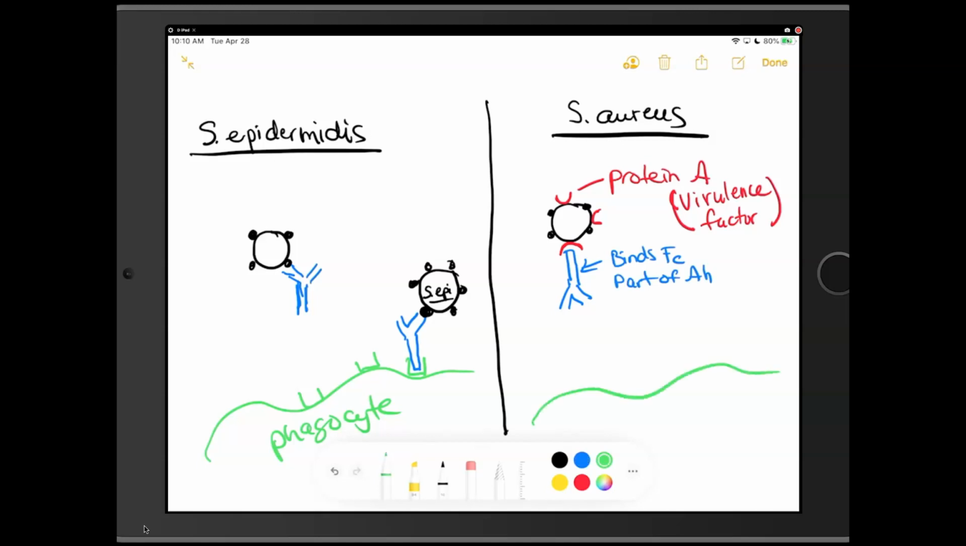Is that a problem? Here's my phagocyte. What do you think? Can this antibody bring this bacteria to the phagocyte? No, it's not going to happen, right? Because remember that this phagocyte binds to the Fc portion. Therefore, it's not going to happen. All right, let's continue.